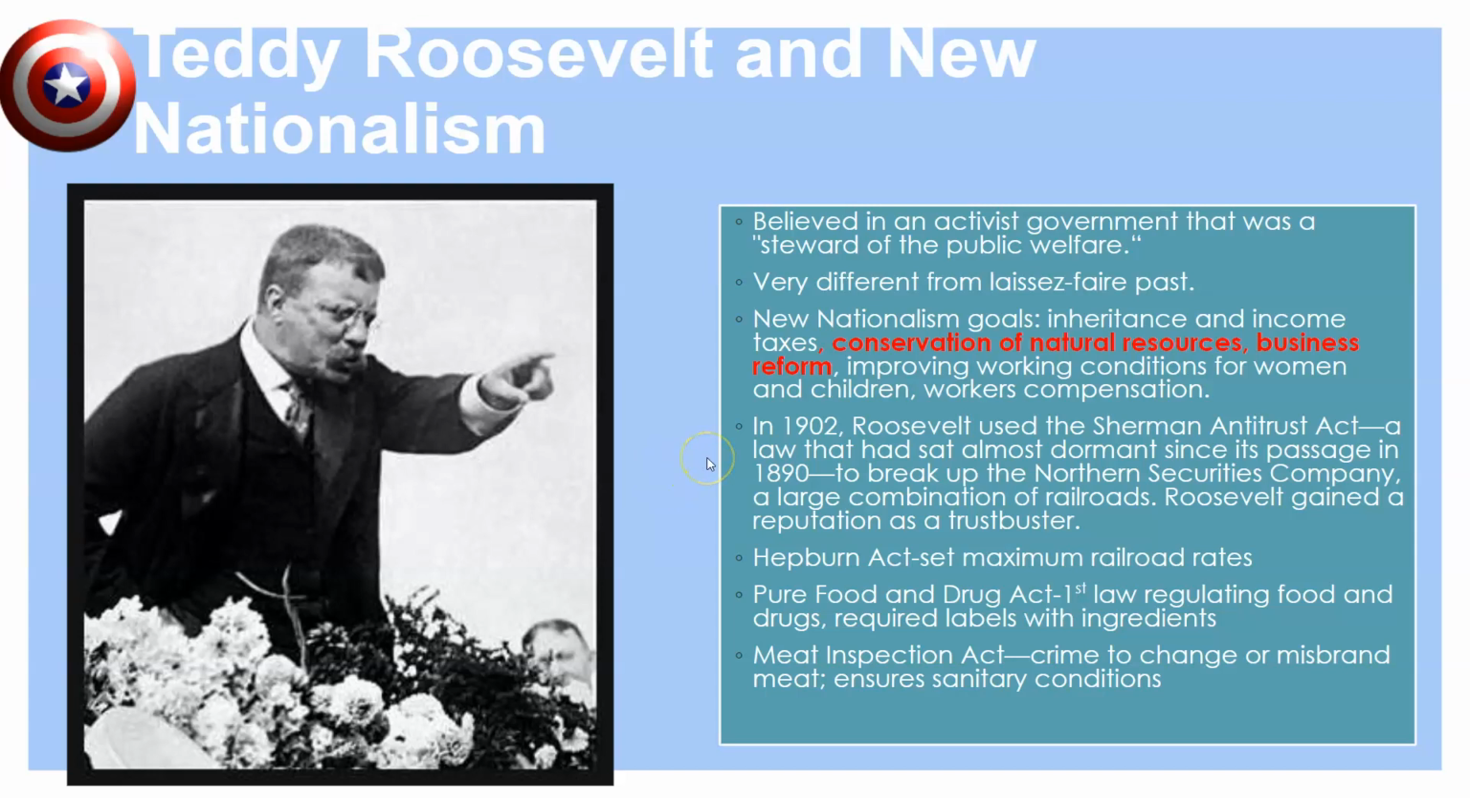In 1902, Roosevelt used the Sherman Antitrust Act to break up the Northern Securities Company, which was a large combination of railroads. So he gained the reputation as a trust buster, of busting that up. The Hepburn Act set maximum railroad rates. The Pure Food and Drug Act was the first law regulating food and drugs. It required labels with ingredients. And the Meat Inspection Act made it a crime to change or misbrand meat, and it ensured sanitary conditions.